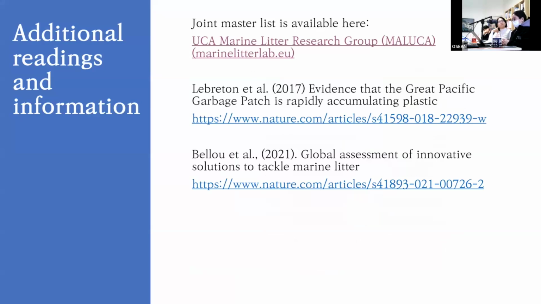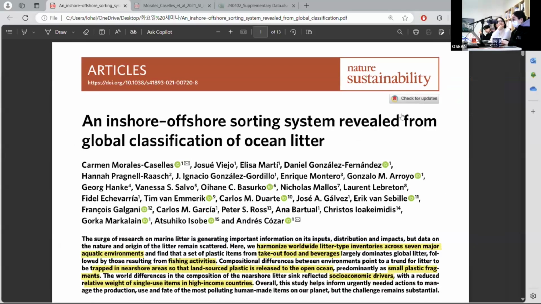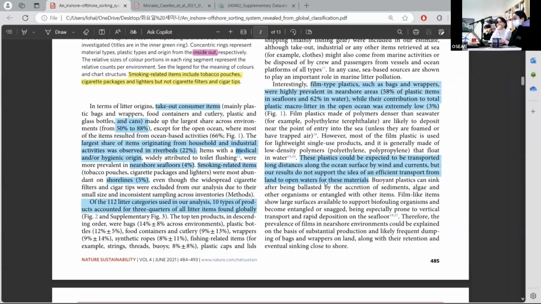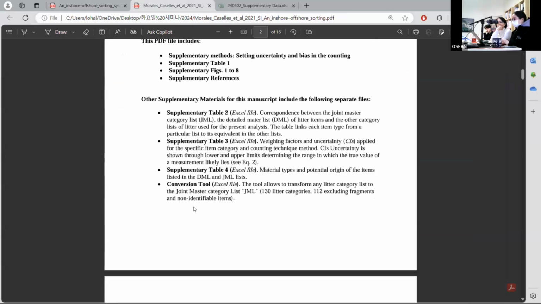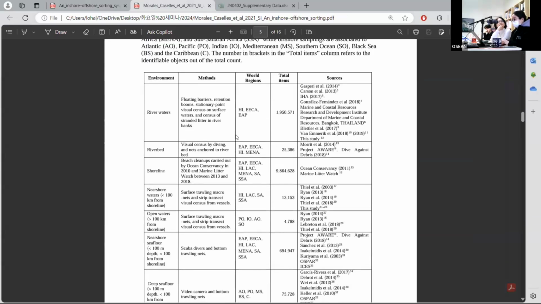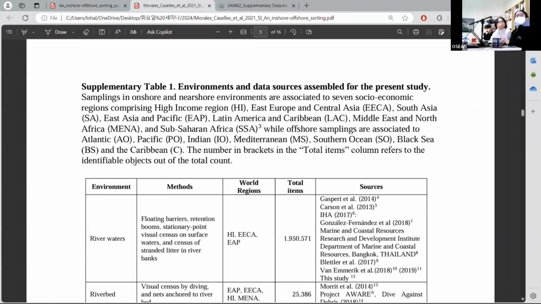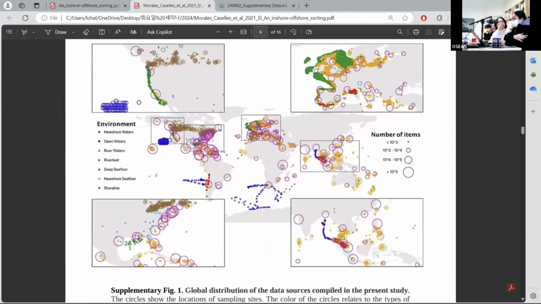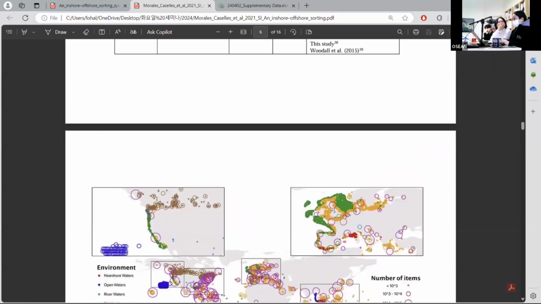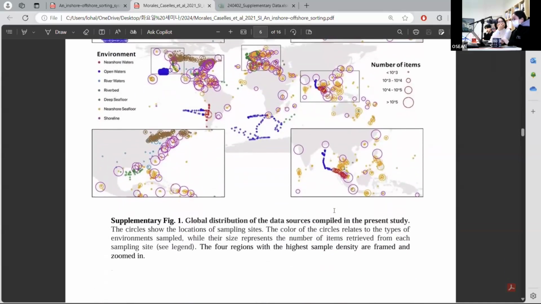This is the last slide, which is the additional readings and information. You can check out the JOIC master list in this link here, and then you can check the methodology as stated earlier. This is just additional reading. I will show you the supplementary. This is the paper that we touched on just now, and this is one of their supplementary information files, which gives explanations for all the other supplementary material. These are the sources that they used for this study. You can see here the map for the global distribution of data sources compiled in the present study. From this table, they tabulated this map, this global distribution.